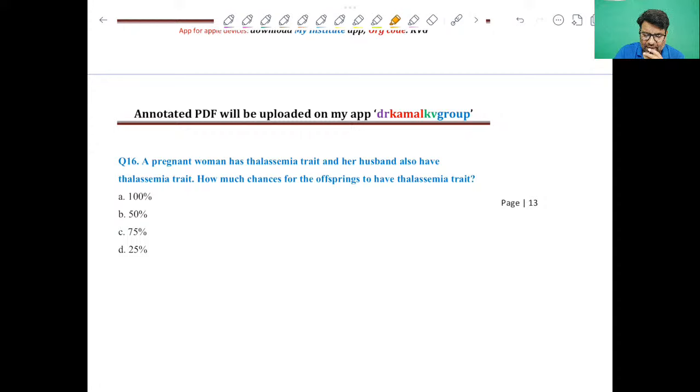A pregnant lady has thalassemia trait. The husband is also thalassemia trait. Now, what is the possibility of the offspring to have thalassemia trait? Right? So, now, what do you mean by the word trait? Trait is actually carrier. And this thalassemia, it has autosomal recessive inheritance. Now, what happens here?